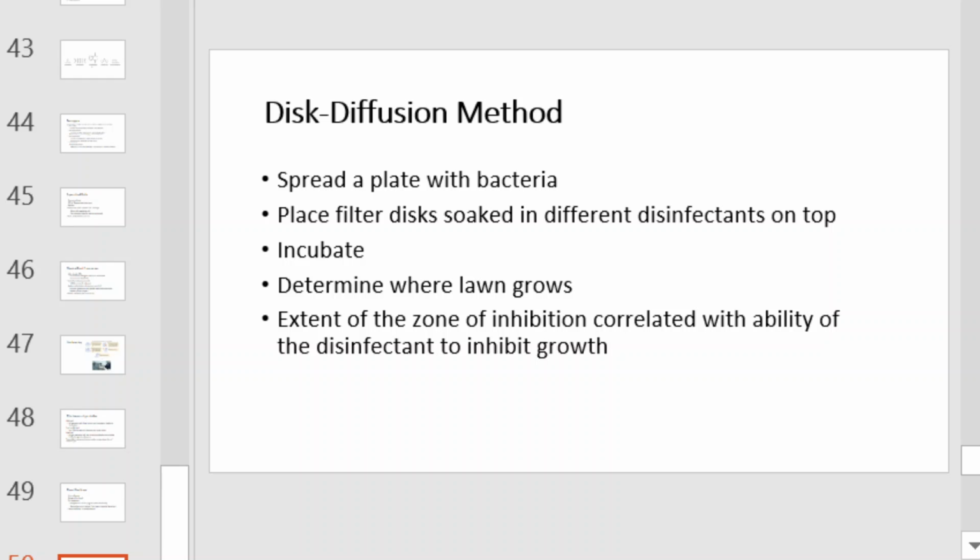The diffusion method. The diffusion method is another tool used to determine the effectiveness of a treatment on microbial growth. Here, microbes can be spread on a plate, and a treatment solution can be placed within that on pre-soaked filter paper discs. The plate will be incubated, and after a fixed time period, the researcher will determine where the lawn grows. The extent of the zone of inhibition, correlated with the ability of the disinfectant, will help you determine the effectiveness of the disinfectant that's being studied.